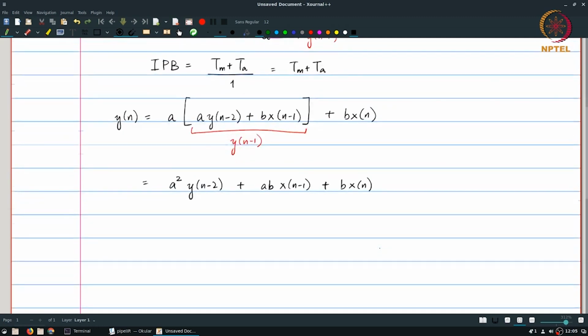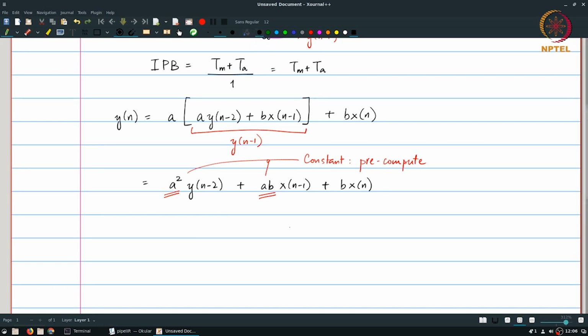Now, what does the implementation of this look like? The important thing to observe over here is the fact that a squared and ab are both constants, and therefore they can be pre-computed. You do not, in other words, need to do a times a at runtime when you're actually implementing the filter. What you would do is to compute a square as a new number and use that as the coefficient into the filter. So how does this help us?